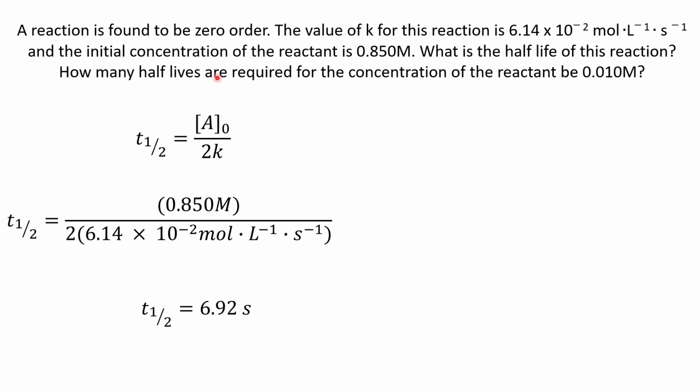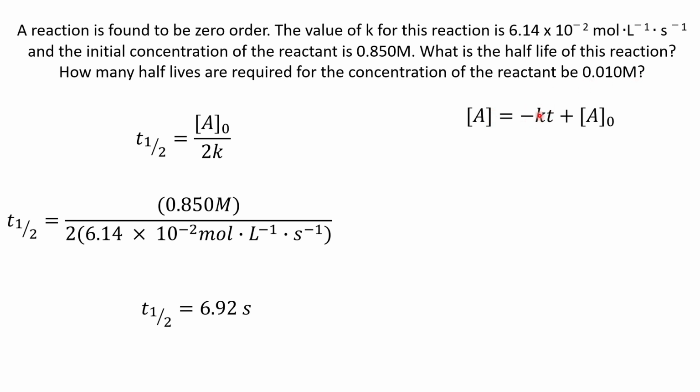Okay, fantastic. That is the first part of this problem taken care of. Now we want to know how many half-lives are required for the concentration of the reactant to go down to 0.010 molar. Again, knowing that this reaction is zero order is very powerful because here is my integrated rate law for a zero order reaction. I can calculate how much time is needed for my concentration to be 0.010 molar. So let's plug in what we know. I know what my concentration of A is going to be. That's going to be my 0.010 molar.